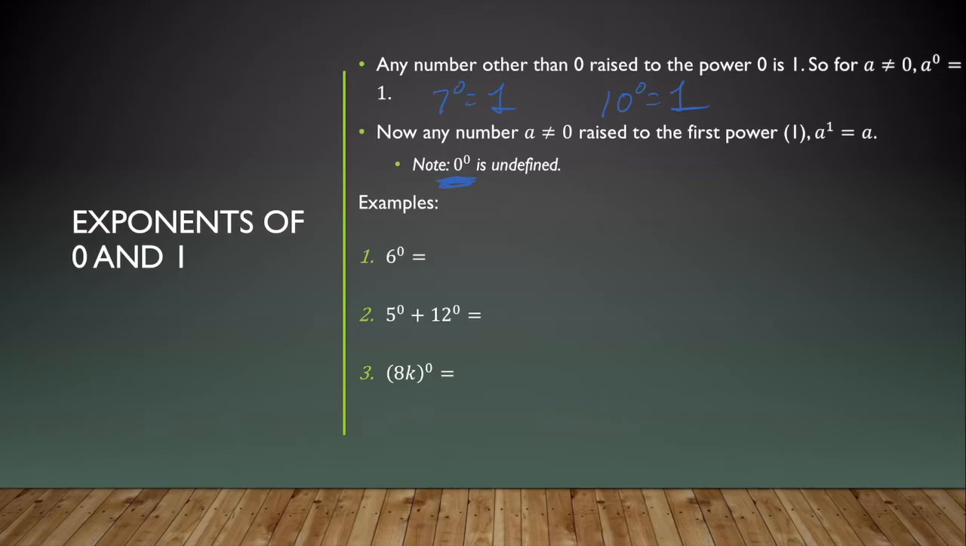So if I have 6 to the 0 power, that's going to be 1. If I have 5 to the 0 power plus 12 to the 0 power, we're going to simplify, take care of the exponents. That gives me 1 plus 1, which is 2. And if I have 8k to the 0 power, we're going to distribute that. So I'd have 8 to the 0 times k to the 0, which is 1 times 1, which is 1. So any number other than 0 raised to the 0 power is 1.